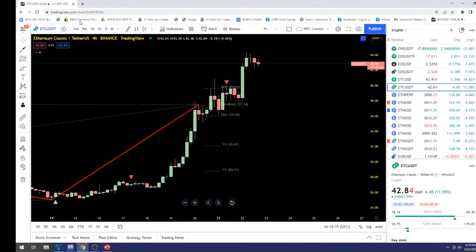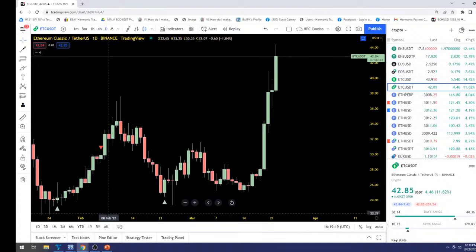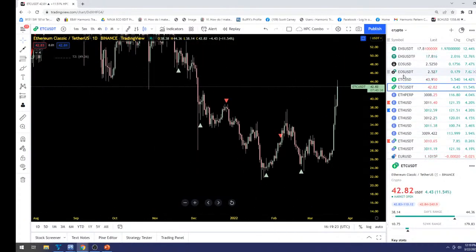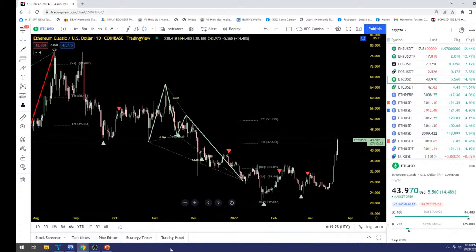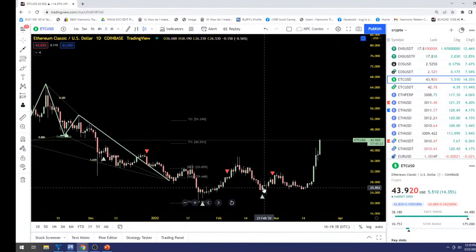Check out Ethereum Classic, folks. We had mentioned this, I think it was a little while ago. Where is the... there you go. Here was that daily crab pattern. Down at 20 bucks was the hop, 19.87. But look, there's the confirmation.